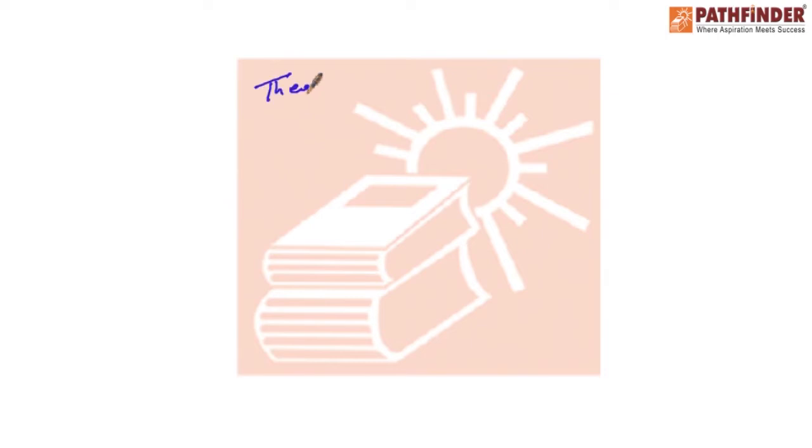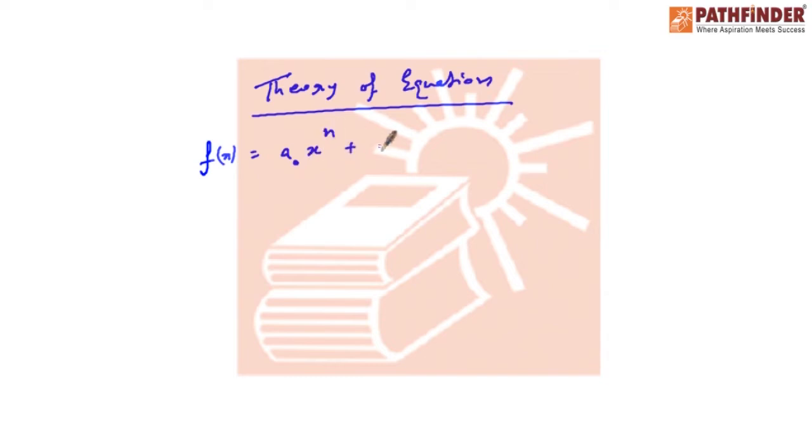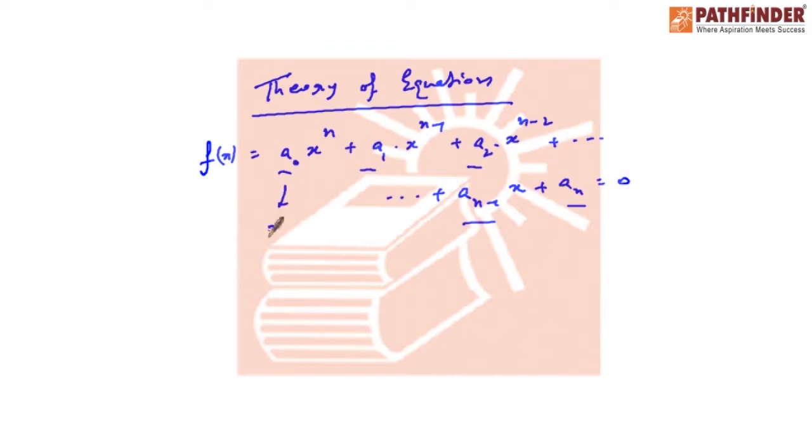Now let's talk about the general theory of equations. Now if you have an equation given by f(x) equal to a naught x to the power n plus a1 x to the power n minus 1 plus a2 x to the power n minus 2 up to a n minus 1 into x plus a n equal to 0, where a0, a1, a2 up to a n are all real numbers, and of course a0 is not equal to 0.